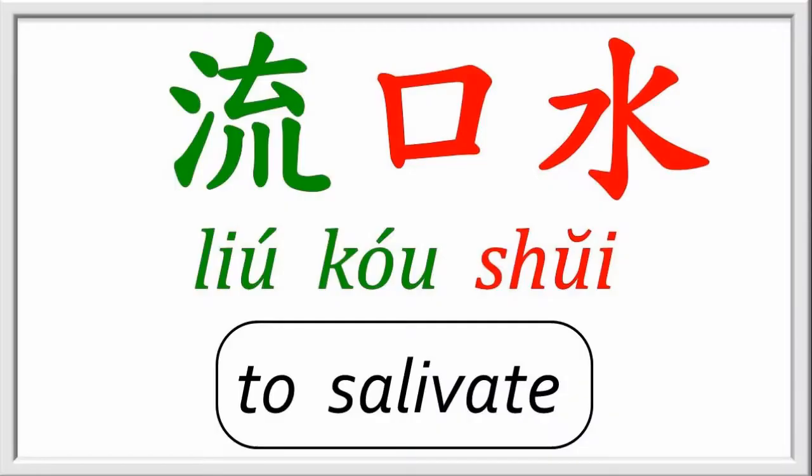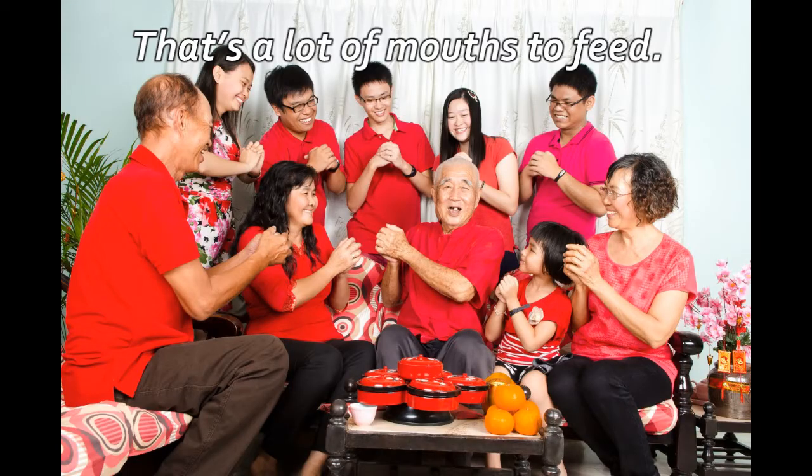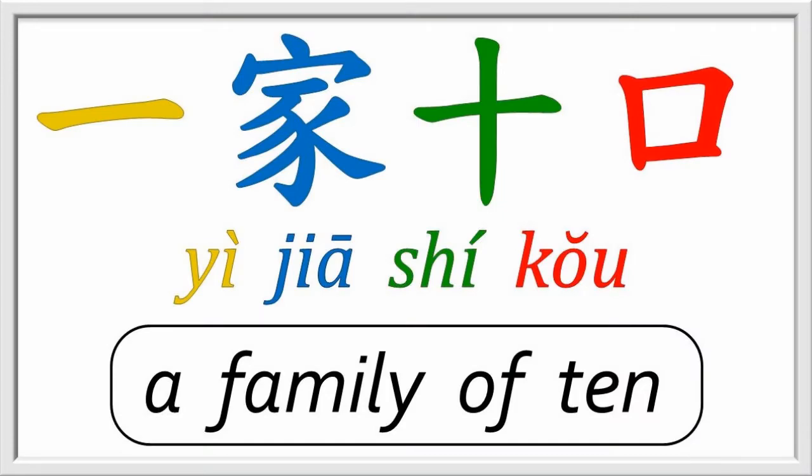The verb for mouth-watering is liu kou shui, to salivate. Just as in English we can say, with 8 children, that's a lot of mouths to feed, Chinese also uses mouth to refer to people, but with no connotation of poverty or deprivation. 一家10口, a family of 10 people.